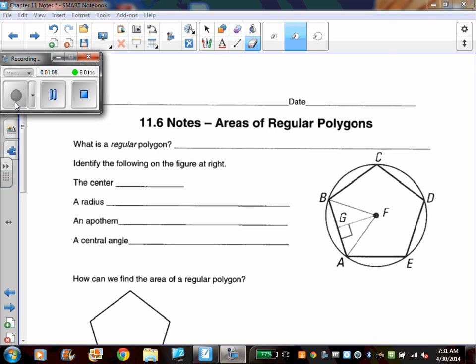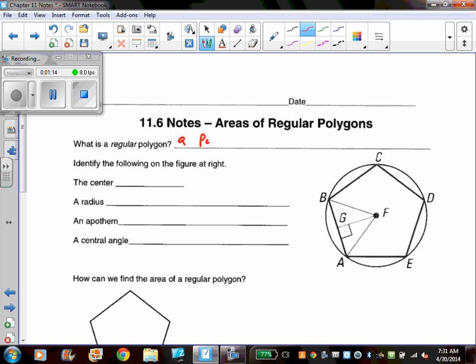Starting by reviewing what a regular polygon is. A regular polygon is a polygon with congruent sides and angles. So, if you look at the figure that we have right there, what we can see is we have a circle, we have a regular pentagon inside. That is an inscribed polygon, a term that we used in our last chapter.